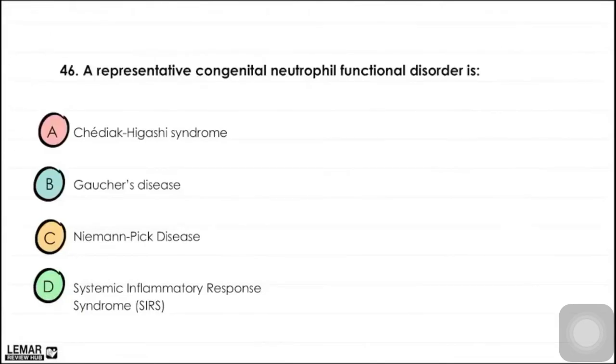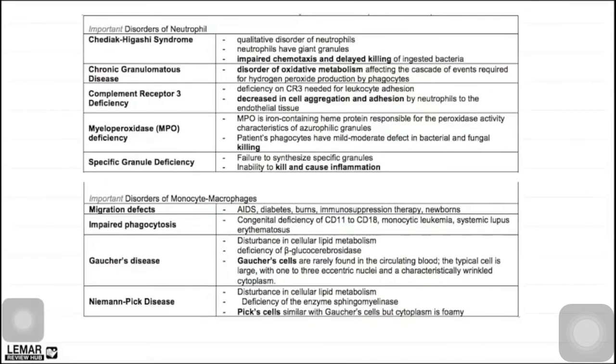Number 46. A representative congenital neutrophil functional disorder is an example of which of the following? A. Chediak-Higashi syndrome. B. Gaucher's disease. C. Niemann-Pick disease. Or letter D, systemic inflammatory response syndrome or SIRS. So let's discuss each condition. I have prepared a table that differentiates the disorders of the neutrophils from the monocyte macrophage disorders.